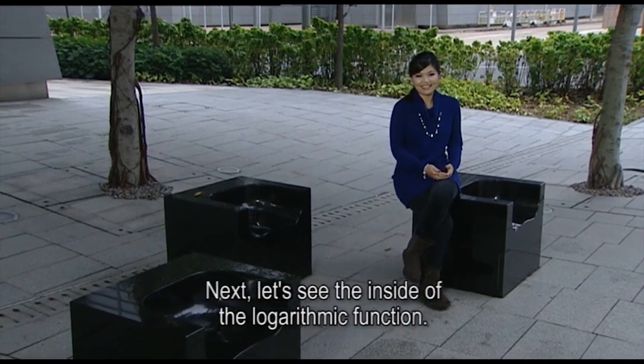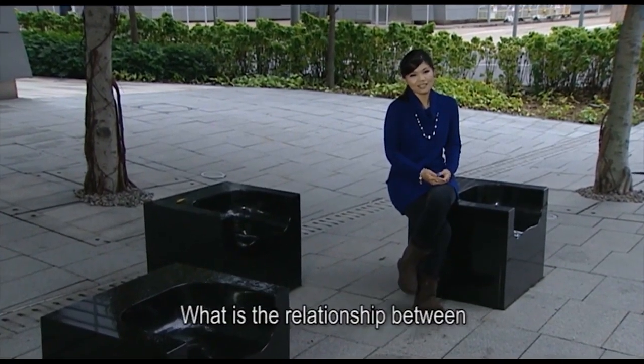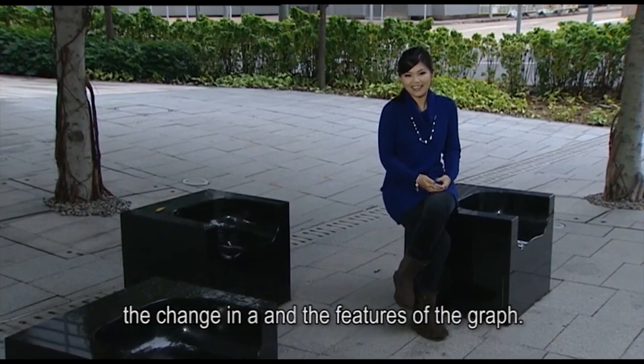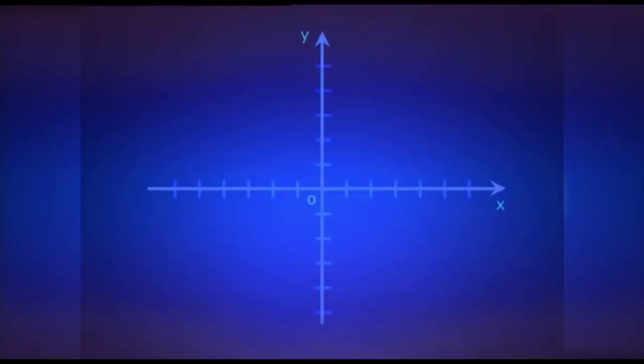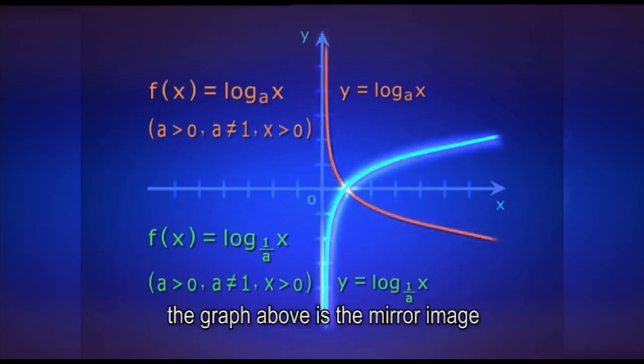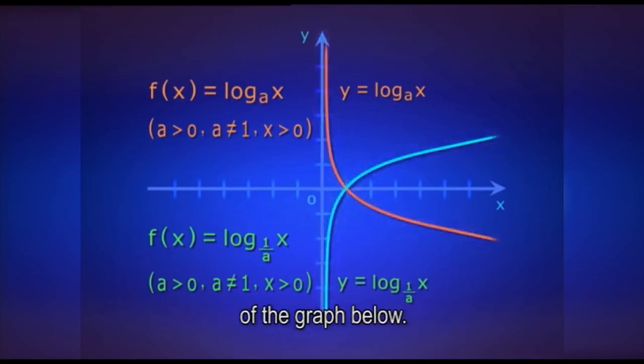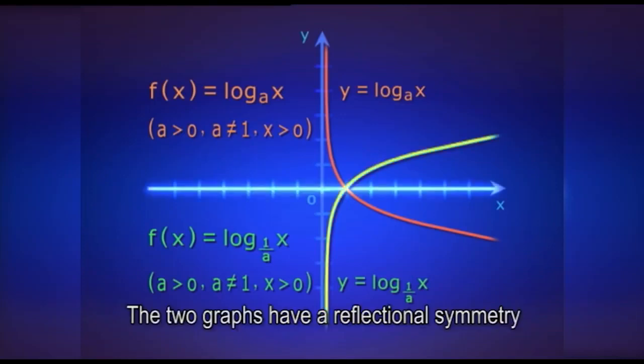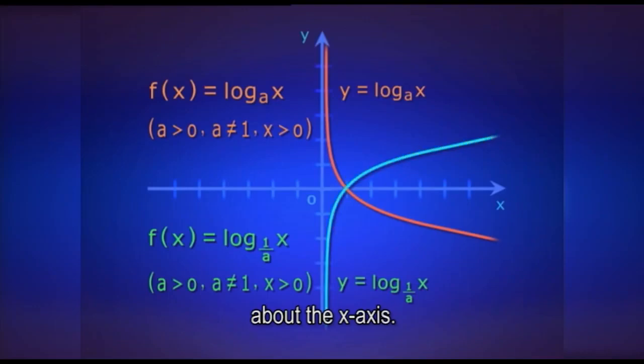Next, let's see, inside the logarithmic function, what is the relationship between the change of a and the features of the graph. For these two logarithmic functions, the graph above is the mirror image of the graph below. When the value of a in the logarithmic function is the reciprocal of the value of a in another logarithmic function, the two graphs have a reflectional symmetry about the x-axis.